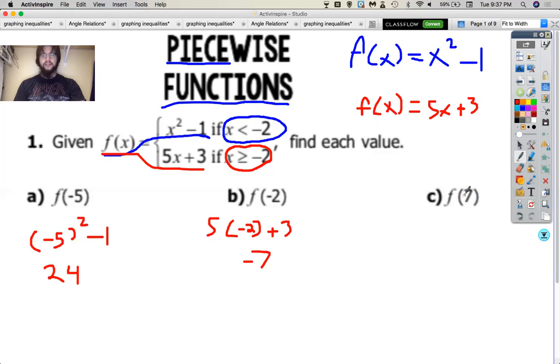All right, now negative 7. Well, hopefully you don't think that's less than negative 2. It's definitely less than negative 2. So I'm going to plug it up in here, this linear part.